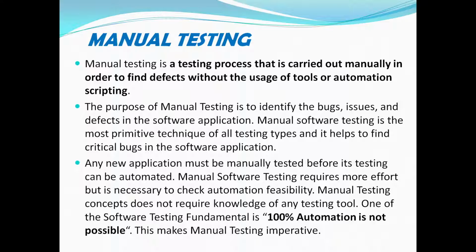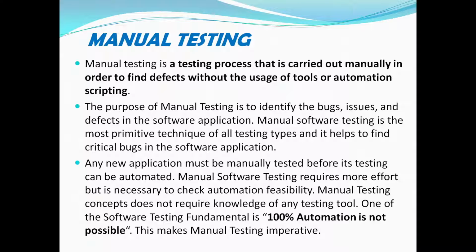So what is actually manual testing now? Manual testing is a testing process that is carried out manually in order to find defects without the usage of tools or automation scripting. The purpose of manual testing is to identify the bugs, issues, and defects in the software application. Manual testing is the most primitive technique of all testing types, and it helps to find critical bugs in the software application. So this is only the bookish definition, right?